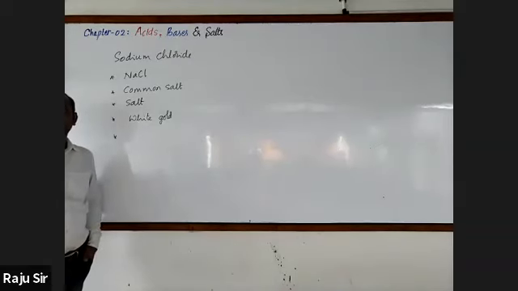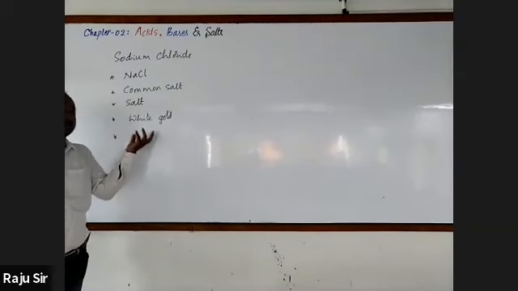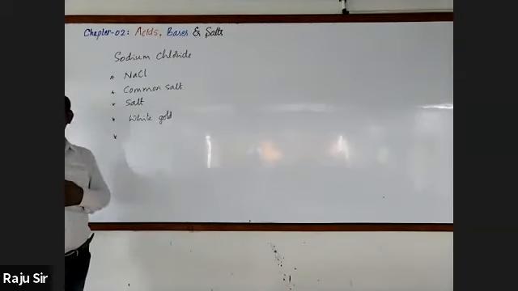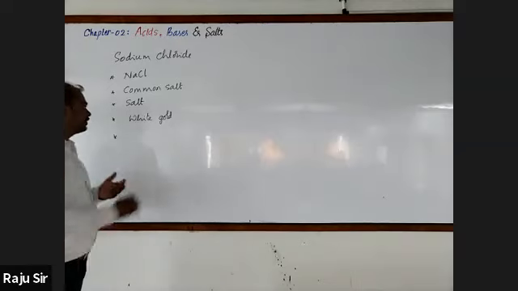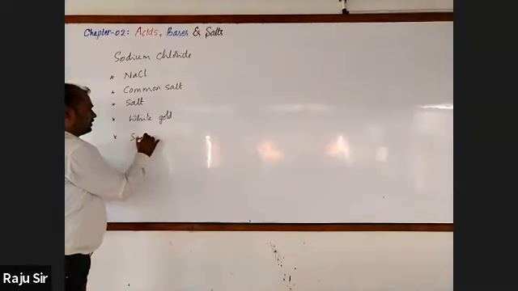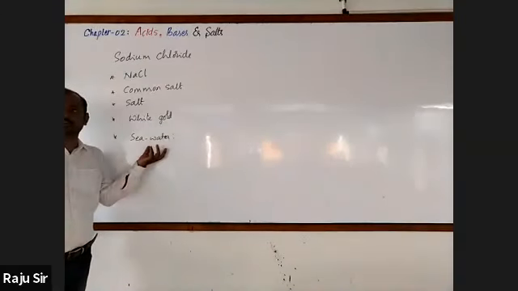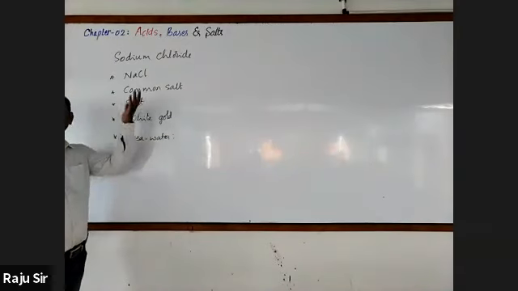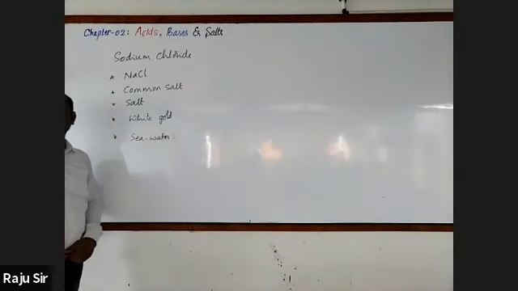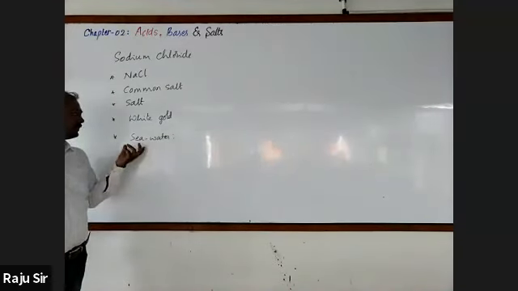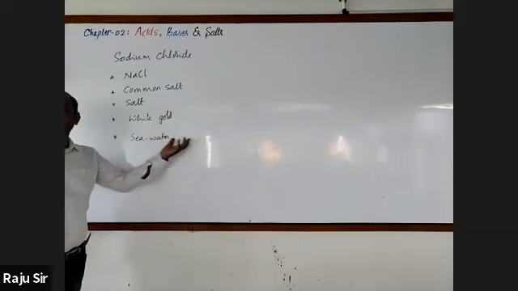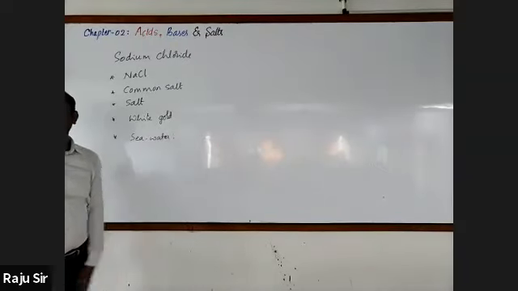The sources from which the salt, sodium chloride, can be extracted: one is from sea water. When sea water is evaporated, then we get a solid substance that is called sodium chloride. It is obtained from seawater by a process called evaporation or vaporization.